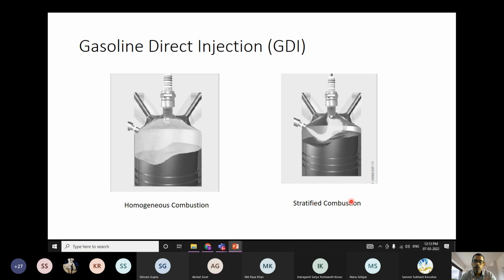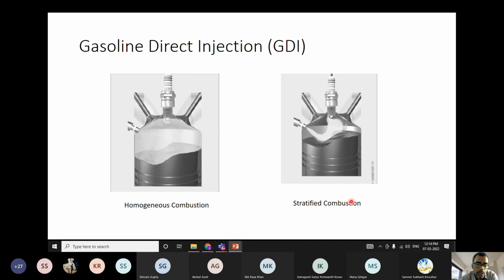Now, in the GDI engine, we are injecting the fuel directly into the combustion chamber. Depending upon when, in any way, one thing is sure: we have to compromise a little bit with the homogeneity level in the GDI engine as compared to its PFI counterpart. However, the homogeneity level can be improved in the homogeneous combustion mode when the fuel injection takes place during the intake stroke at a high pressure.